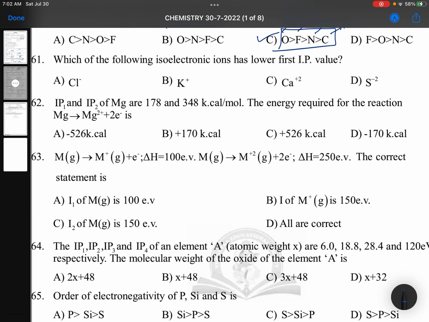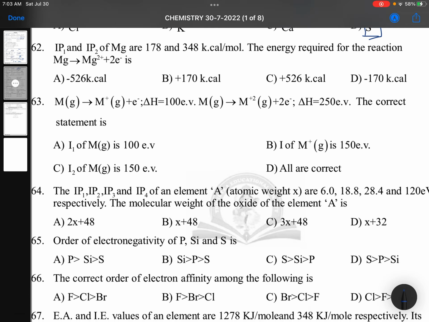Which of the following isoelectronic ions has lower first IP value? Isoelectronic ions, lower first IP value. Okay, so the nuclear power should be minimum. When the nuclear power is minimum, it can lose electrons easily. So that should be S minus 2. All are having same electronic configuration, so same stability will be there. Extra what you need to see is minimum nuclear power, that you can see in S minus 2.